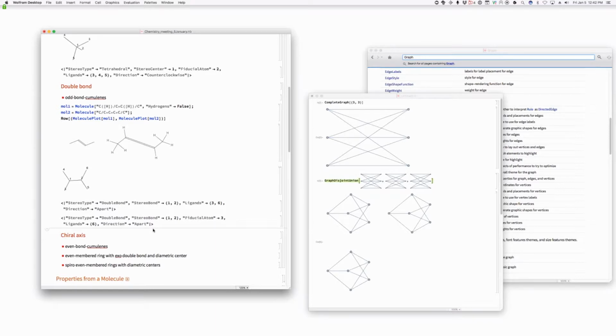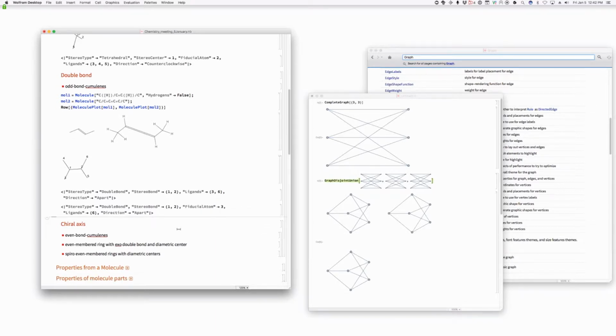Okay, and Jason and I had two alternatives here for specifying the double bond. We could do it the first way, which is more or less the preferred way, where you just specify the two atoms in the bond and then the two attachments, the two ligands, and then the direction. The second method is kind of like for stereocenters where we have a reference atom.